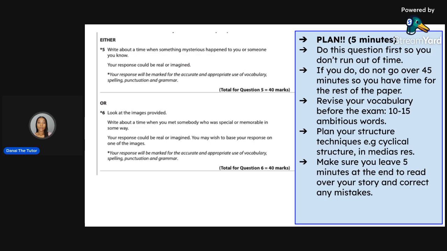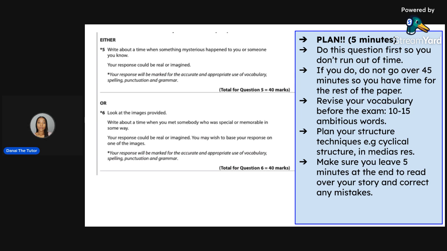Okay, the finale of this paper is the writing question. So as I mentioned, you have a narrative writing question. You also have the option of using images as prompts, basically, to help you generate some ideas. So you have a choice of 2 questions. Pick one question. Okay, pick one question.